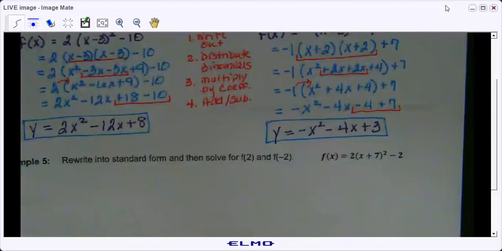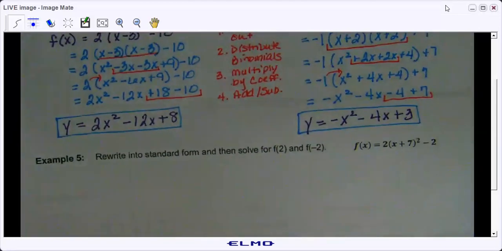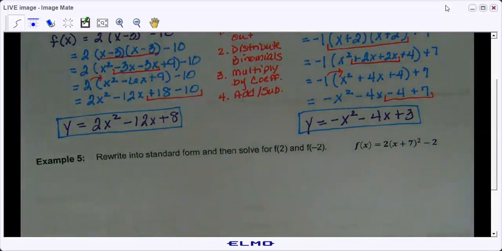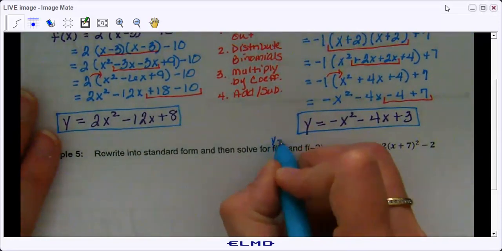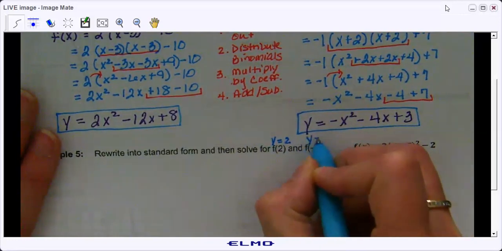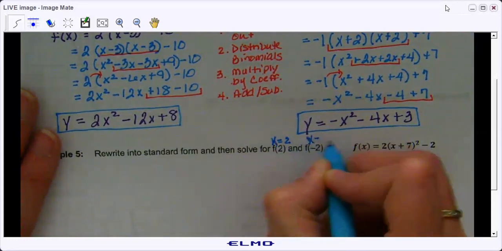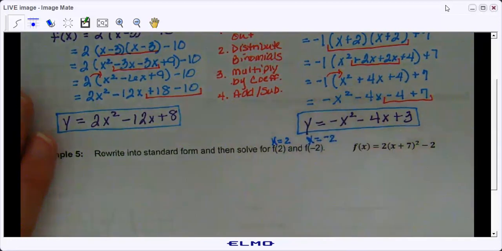So example 5 is basically just practicing what we did on the previous page, and that's plugging in values for x. So anytime you see something like f of 2 and f of -2, what that is saying is that when the function of x is 2, what is y? All right, so you could actually replace this with x equals 2 and x equals -2, okay?